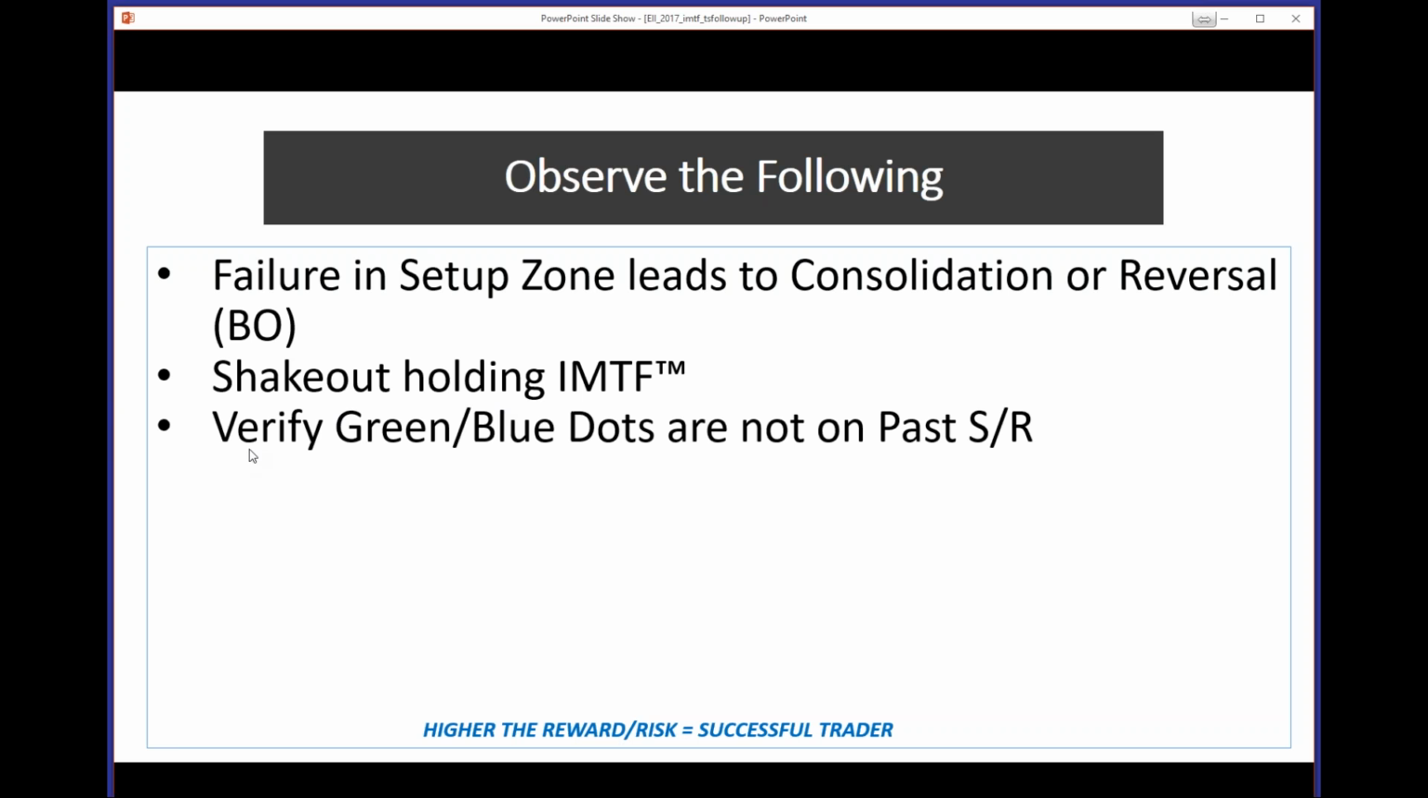Okay? Also, again, let me emphasize this over and over. Make sure your orders at the green dots and blue dots are not sitting on support or resistances. If they are, you need to move them off. We're giving you some scenarios where you had that situation and you needed to move them off.